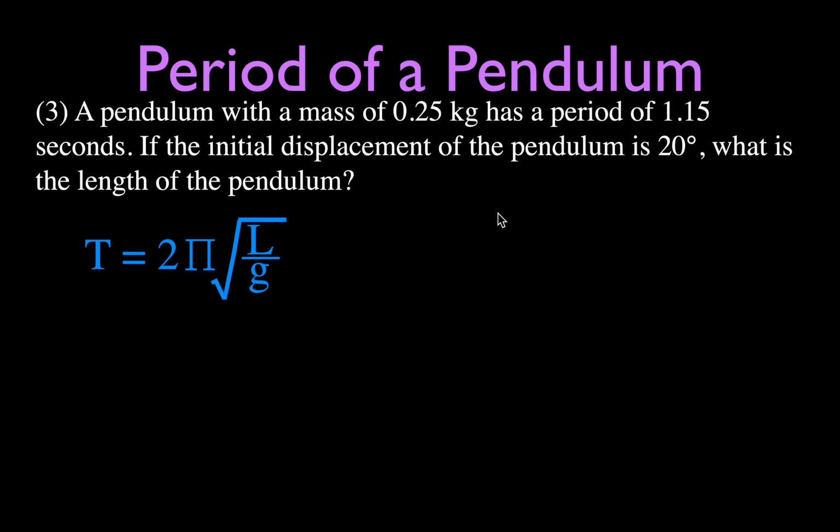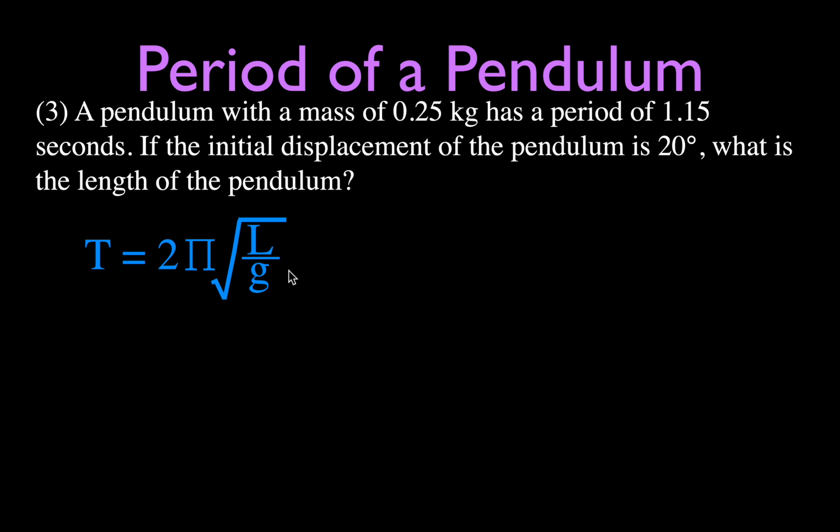Now for number 3, we're going to use the same equation, but now we've been given the mass and a period, and we want to know what is the length of the pendulum. So now in this case, we want to solve this equation for L. We know the period, we know g, we've been given the mass. That's not to throw you off, but just to remind you that in this equation for the period of the pendulum, the mass is not important.